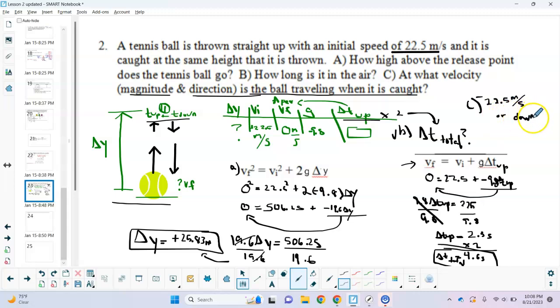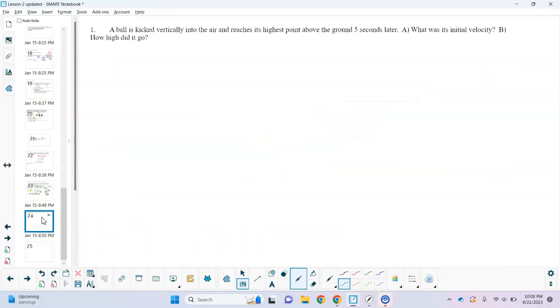If you leave it as a positive 22.5, somehow the ball has gone up, it's come down, and now it's moving back up again, which doesn't make any sense. So that is the second example problem worked through for you guys. And finally, the third one, this one is just more of the same kind of ideas.